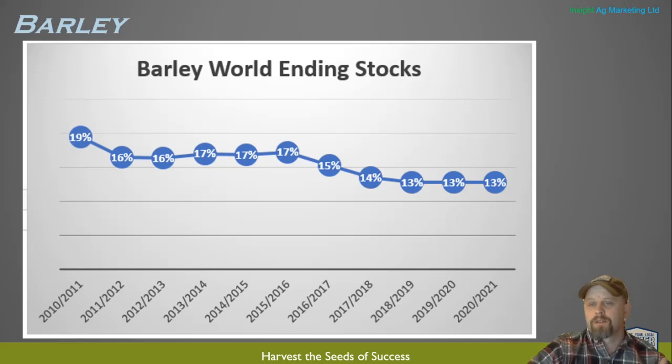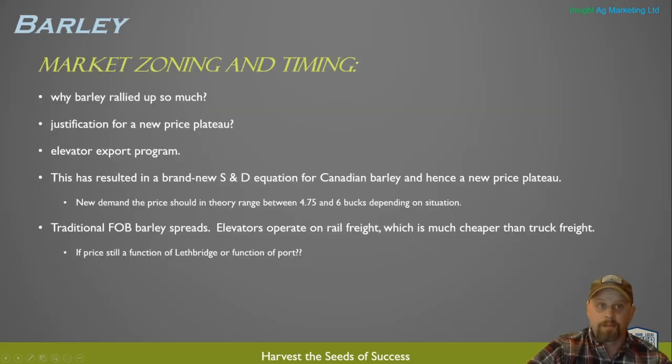The cure to low prices is low prices, right? So all of a sudden our supply drops enough where they needed to buy it. And then obviously there's a bit of a spat with China and Australia there, right? So that's helping us, not helping them, right? So market zoning and timing.